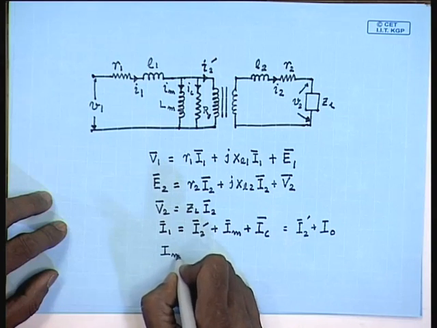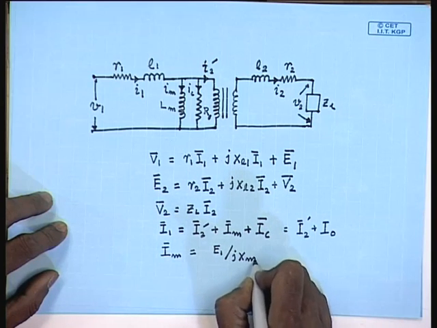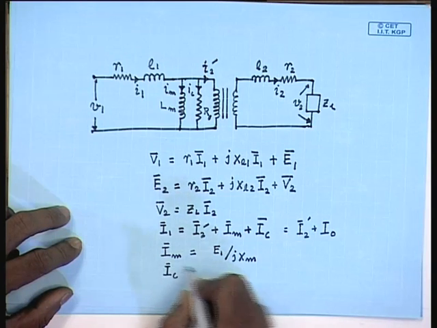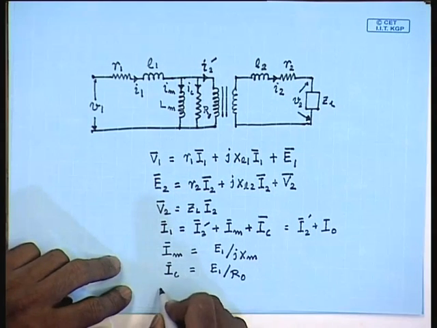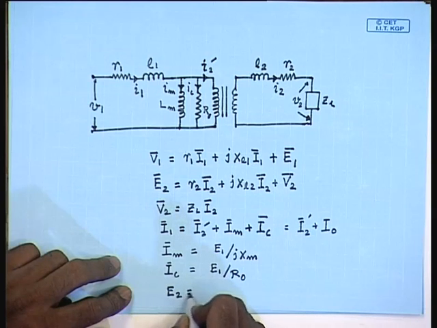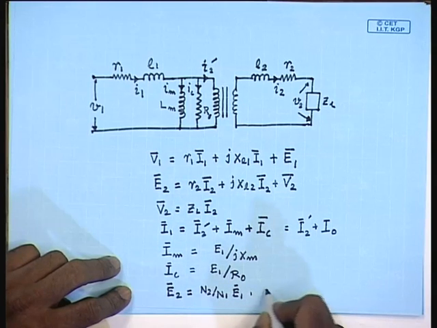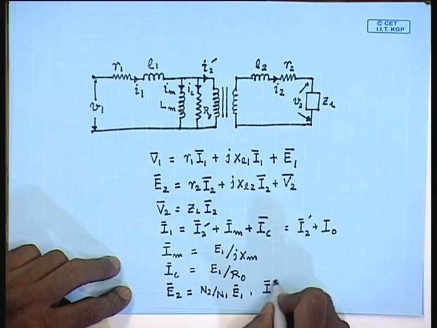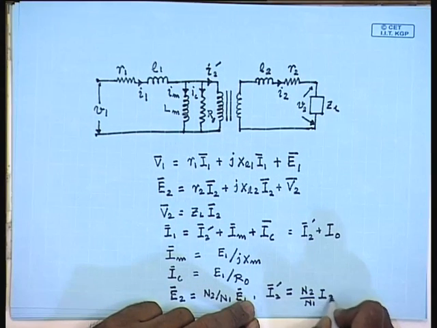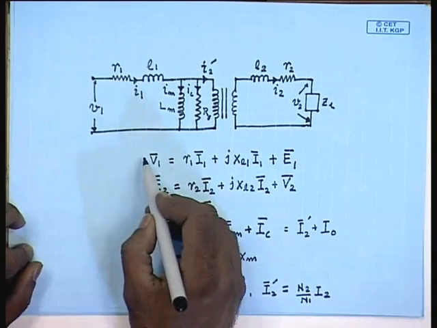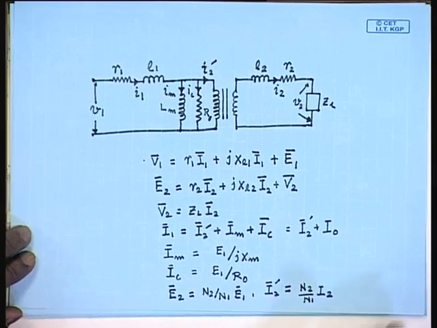IM equal to E1 by JXM, IC equal to E1 by R0, E2 equal to N2 by N1 E1, and I2 dash equal to N2 by N1 I2. This set of equations defines the complete steady state model of a practical single phase transformer.